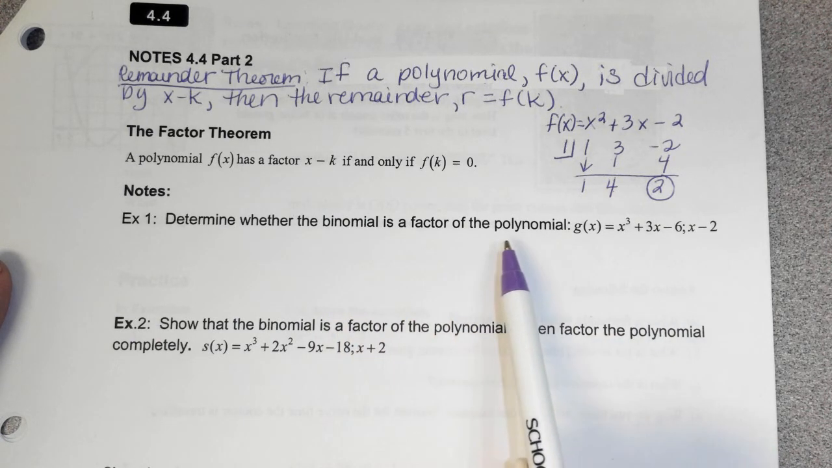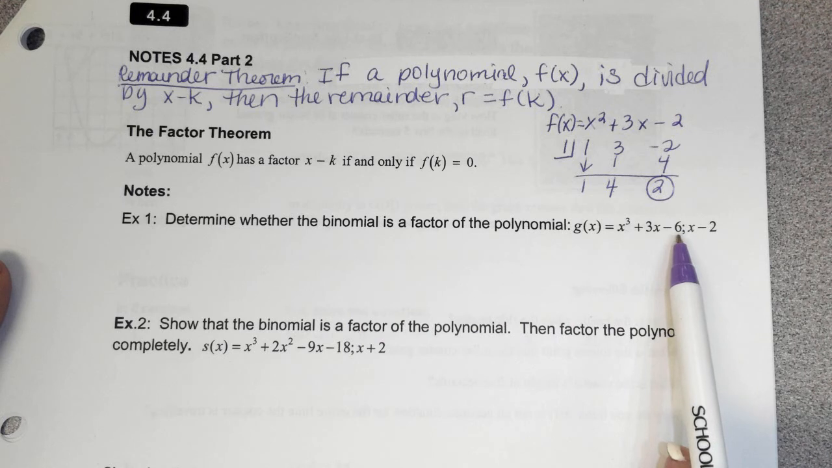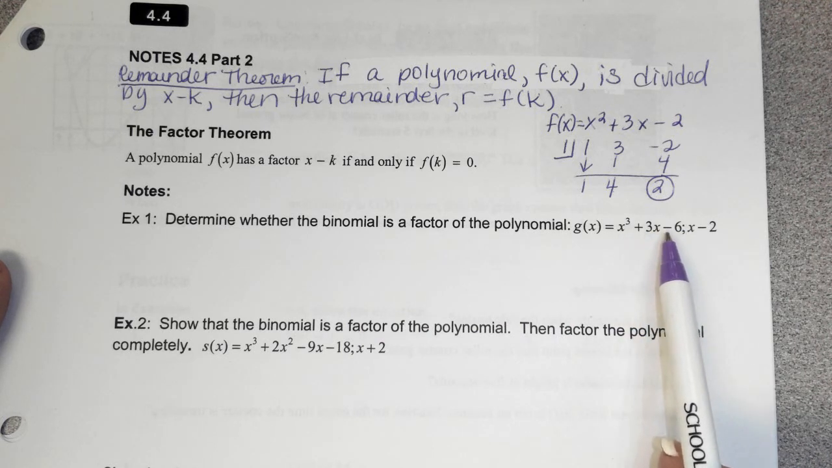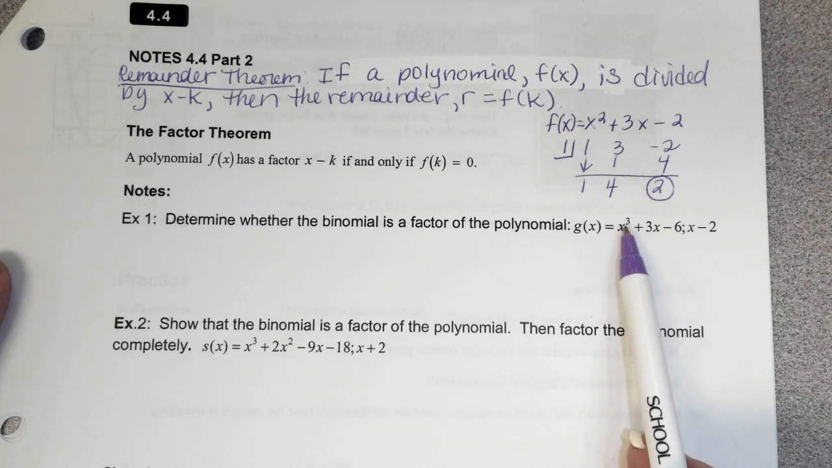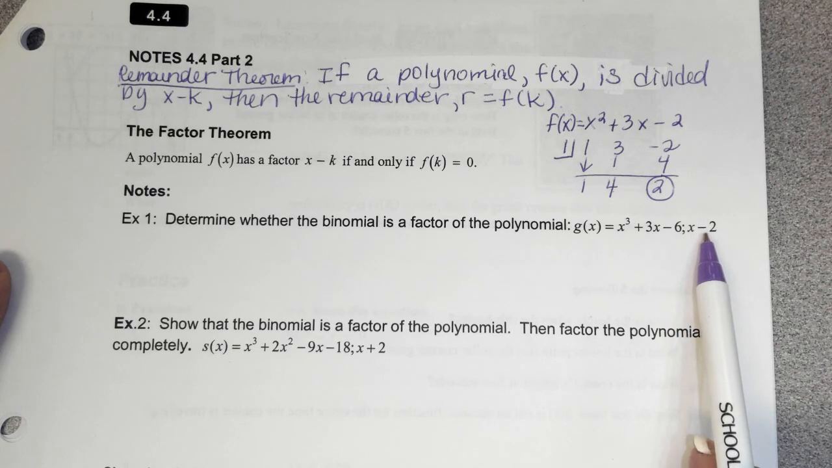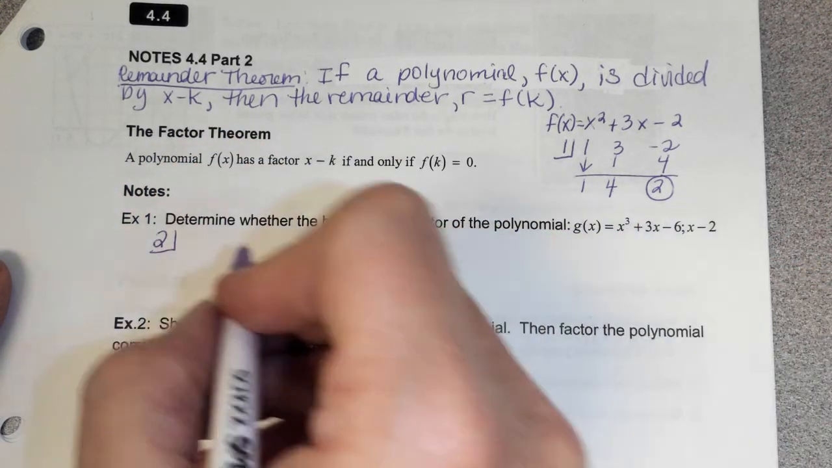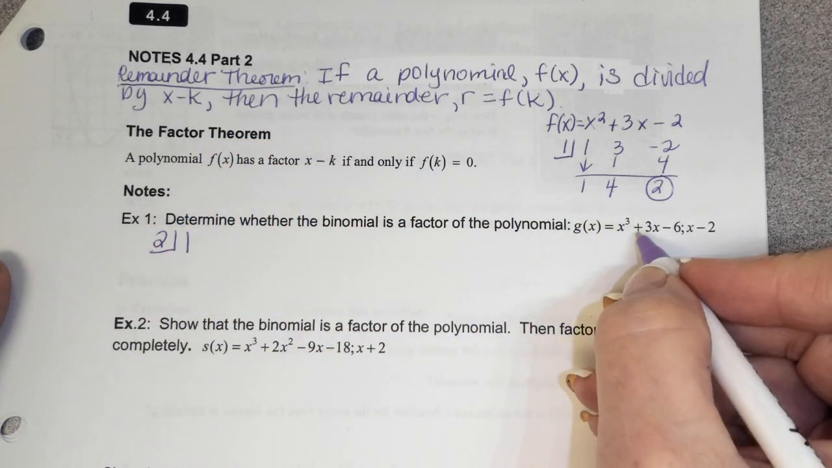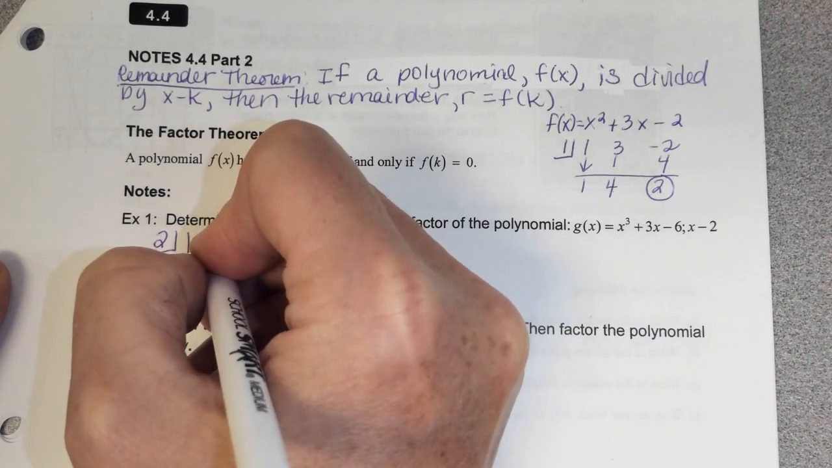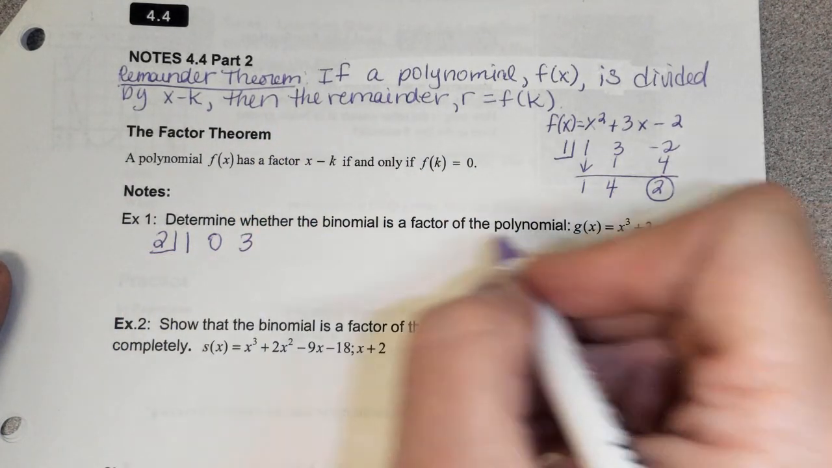Determine whether the binomial is a factor of the polynomial. Here's the polynomial, x cubed plus 3x minus 6. We can't even factor this with the methods that we know because we have x cubed here. So what we're going to do is think, what would make this equal 0? So I'm going to put 2 in the box. I use my coefficient of x cubed, that's 1. I use my coefficient of x squared, that's 0. Coefficient of x is 3, and then my last number is negative 2.